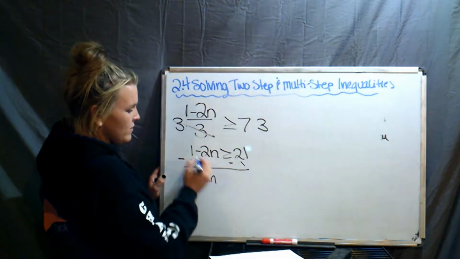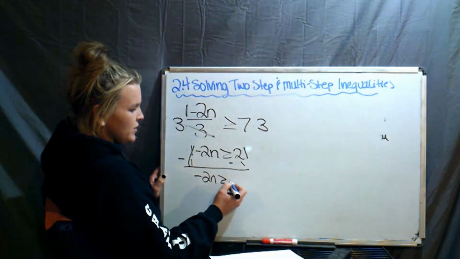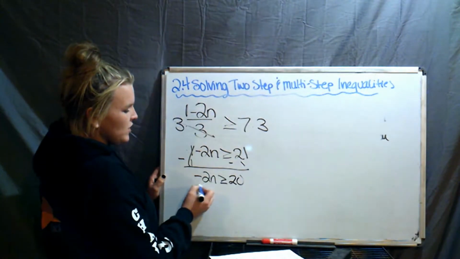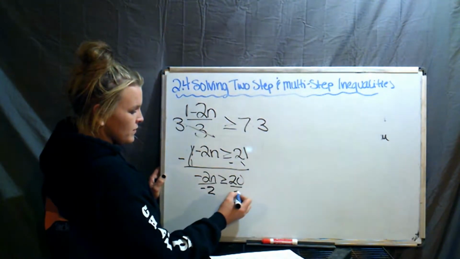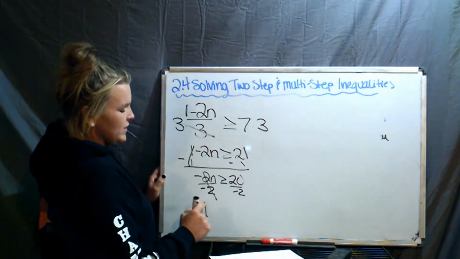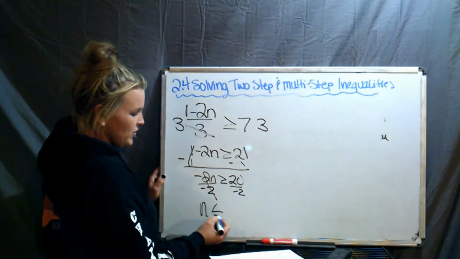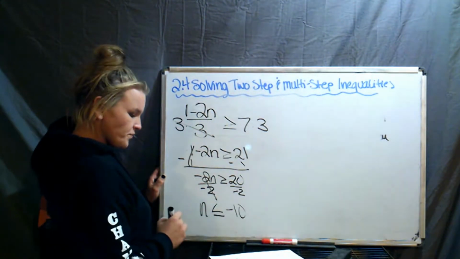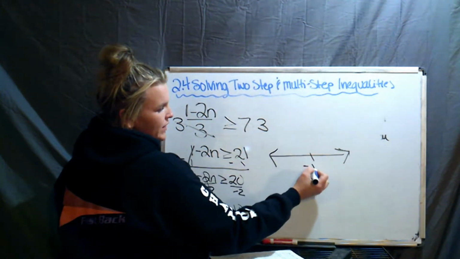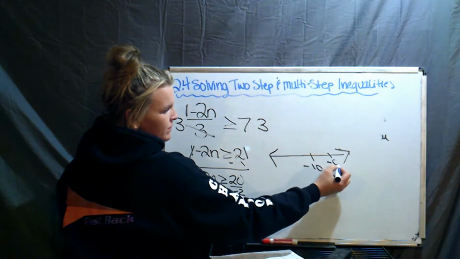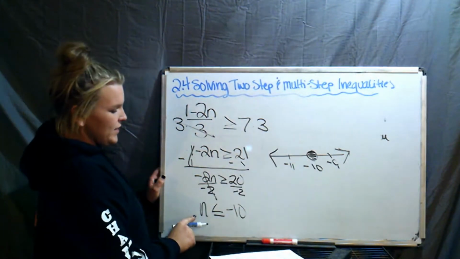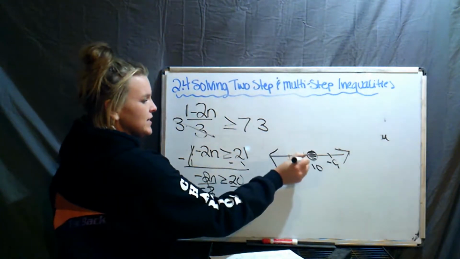Negative 2n is greater than or equal to 20 because I just subtracted 1. I'm going to divide both sides by negative 2. And n is going to be, I'm going to switch my sign because I divided by a negative. n is going to be less than or equal to negative 10. Let's graph that. Negative 10. Shade it in because it's equal to. And n is less than or equal to, so everything less than negative 10.